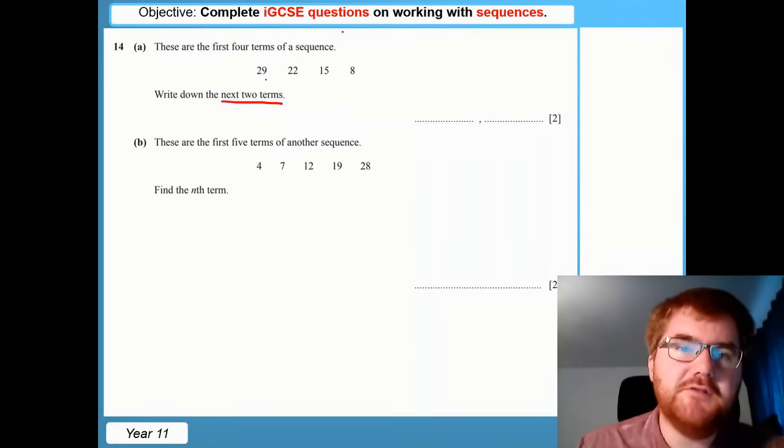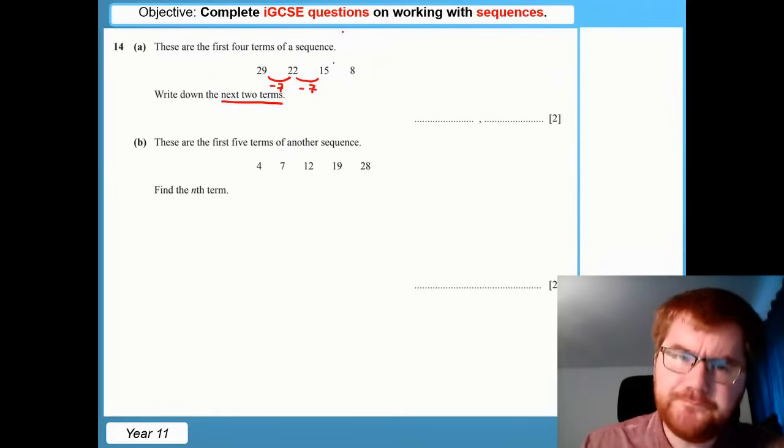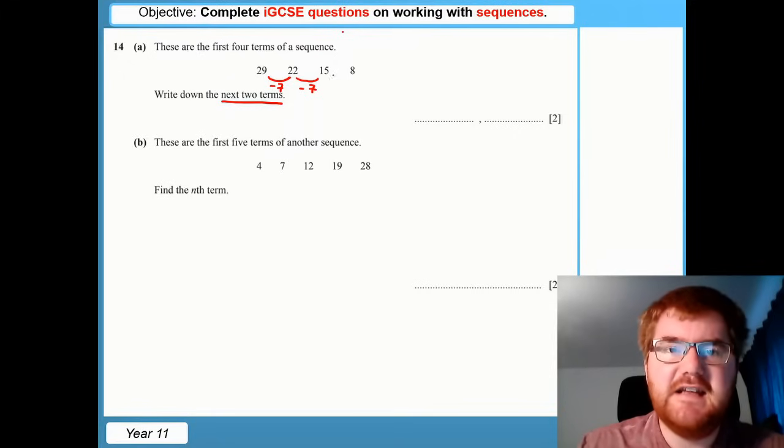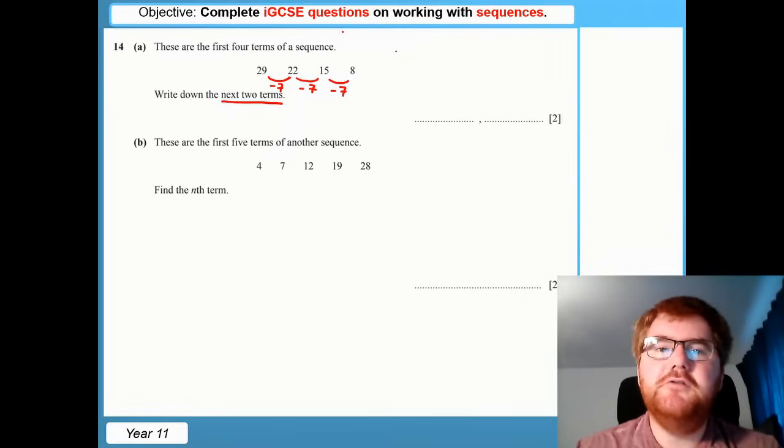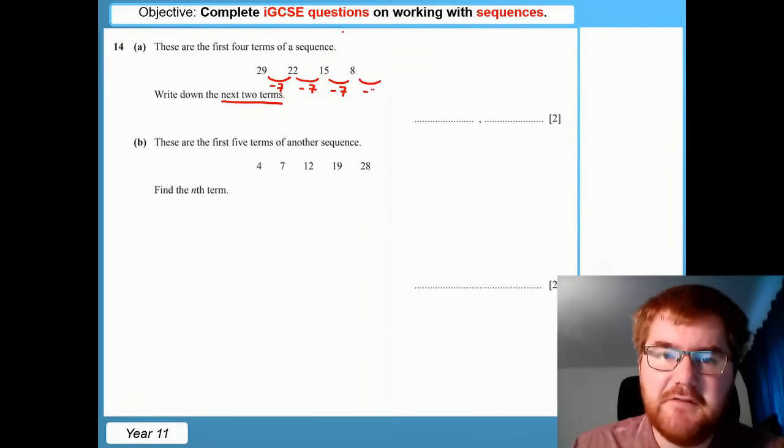So, notice to go from 29 to 22, we need to minus 7. To go from 22 to 15, we also need to minus 7. And then to go from 15 to 8, we also need to minus 7. So to find the next two numbers, we just need to keep minusing 7 each time. So let me draw that in red.